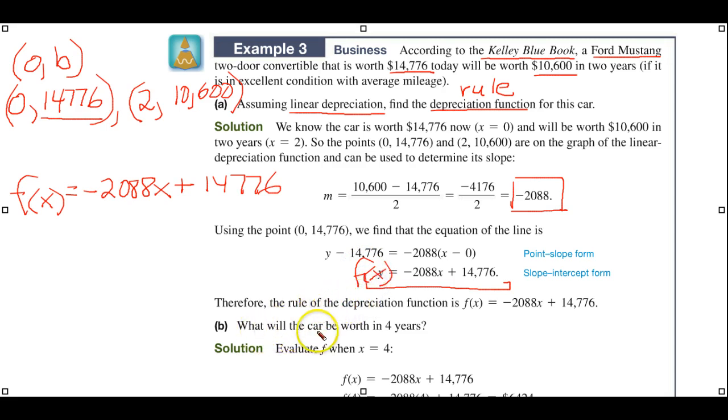Now, what will the car be worth in 4 years? Well, in this case, we're going to put a 4 where the x is. This would be a negative value. We will then subtract that from this, and we would see that it's written below $6,424. So this is what happens to automobiles. Unless they are in mint condition and somehow famous, and then as they get older, they actually are worth more money to collectors.